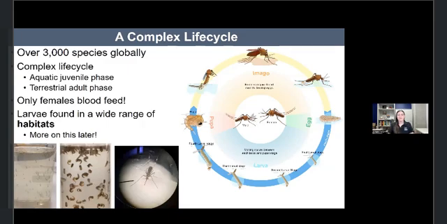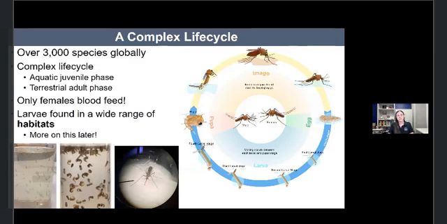So let's talk about mosquito ecology first. Mosquitoes have a complex life cycle. So they have the adult part of their life cycle, which is what we're most familiar with. They're the organisms that fly around. The females are biting us. Only the female mosquitoes blood feed, and that is because they need to get the blood so that they have enough nutrients to produce their eggs.